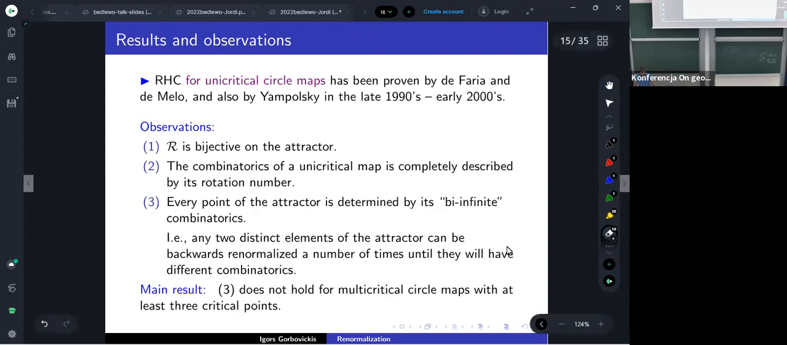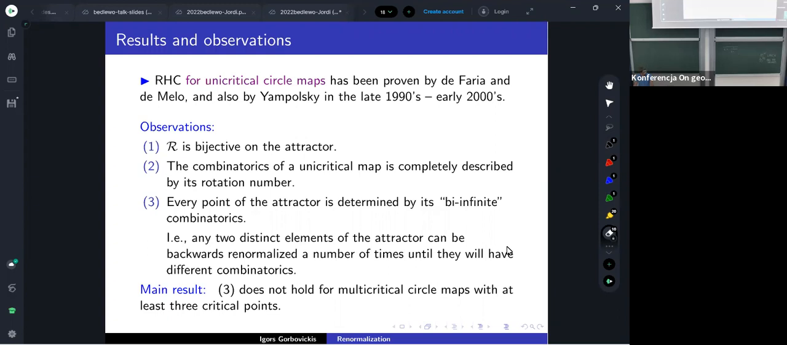So the main result of this talk is that this third observation actually does not hold for multicritical circle maps in case if we have at least 3 critical points. So two additional critical points compared to the unicritical case. So in the remaining time, I'll try to explain where this phenomenon comes from. So yes, it has to do with extra critical points.